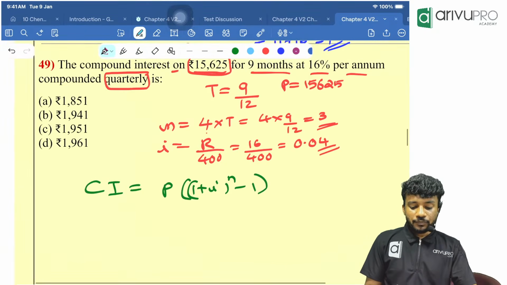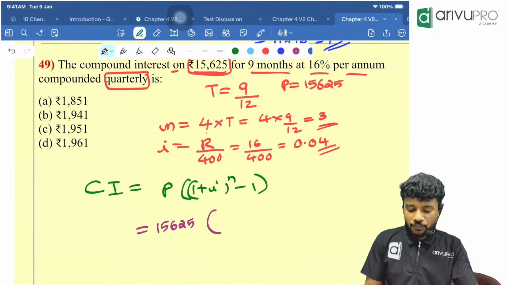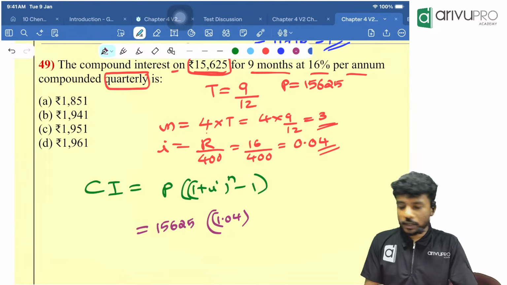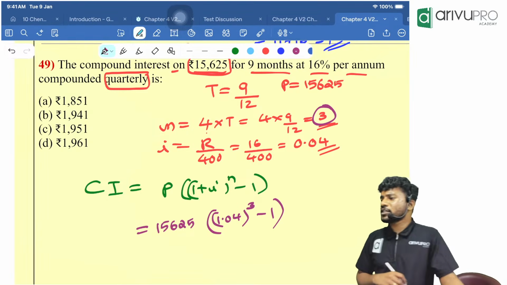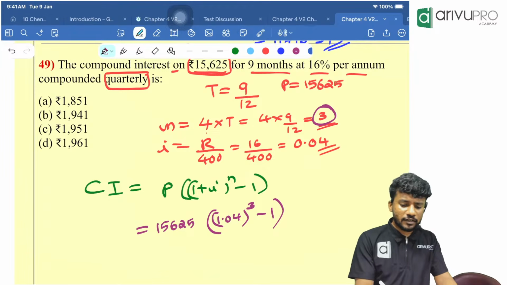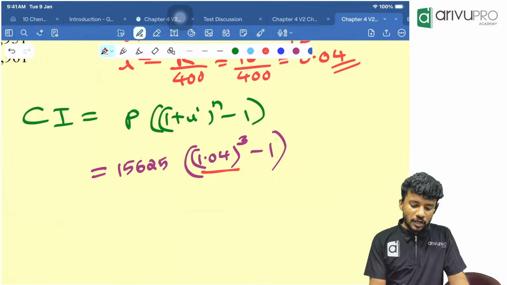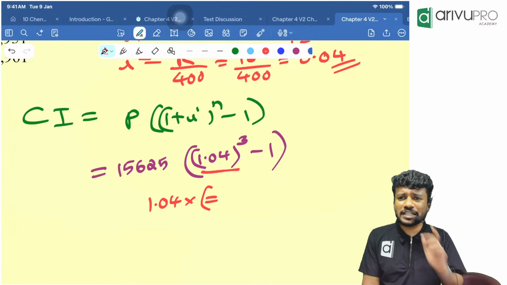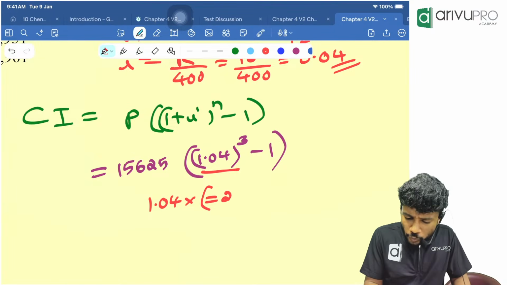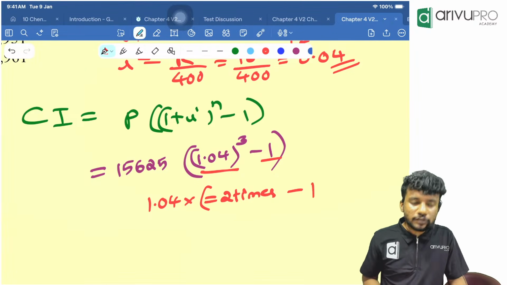How to do this? Principal is 15625 into (1 plus I) will become 1.04, the whole power. N is how much over here? 3, minus 1. Whenever some power is there, we will find the power value first, on the calculator. 1.04 into, equal to how many times? Whenever power is 3, I should click equal to 2 times. Then from that I should reduce 1, minus 1.